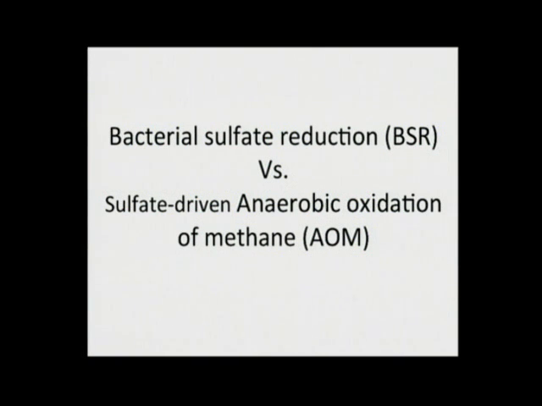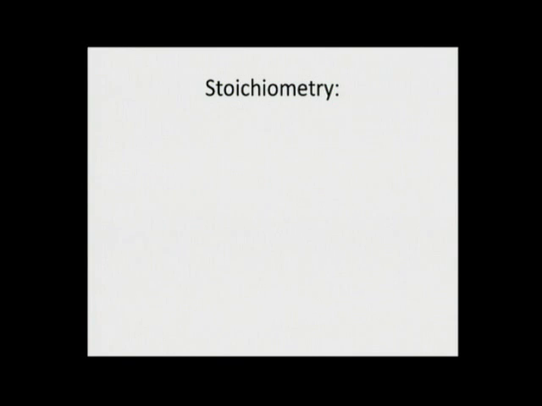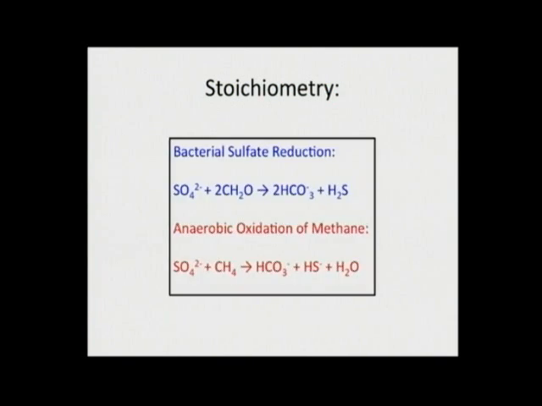In both of them, sulfate is the oxidizer, and we're getting sulfide as the product. In both of them, there is oxidation of organic matter. But they are different. First of all, they are different in the stoichiometry. In bacterial sulfate reduction, we have a stoichiometry of 1 to 2 between the sulfate and the bicarbonate, whereas in anaerobic methane oxidation, we have a stoichiometry of 1 to 1 between the sulfate and the bicarbonate.